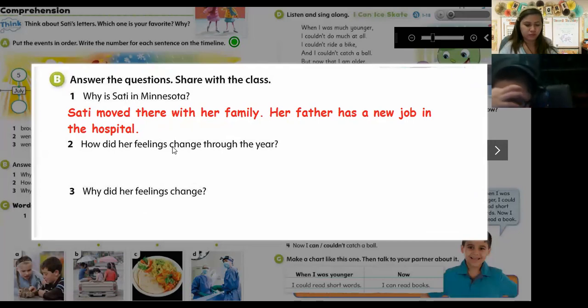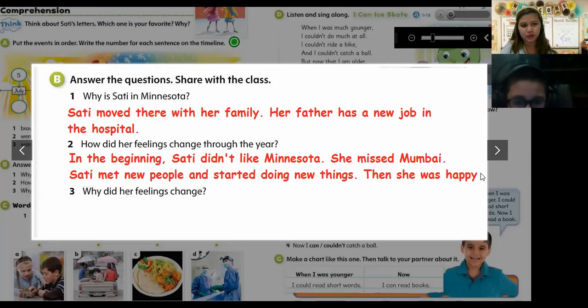It happy through the year. Oh, it's Miss Nisha through the year. It's okay. Can you please read that one? Okay. In the beginning, Shanti didn't like Minnesota. She missed Mumbai. Shanti met new people and started doing knitting. Then she was happy. Okay, so in the beginning, Shanti didn't like Minnesota. She missed Mumbai. And then Shanti met new people and started doing new things. Then she was happy.